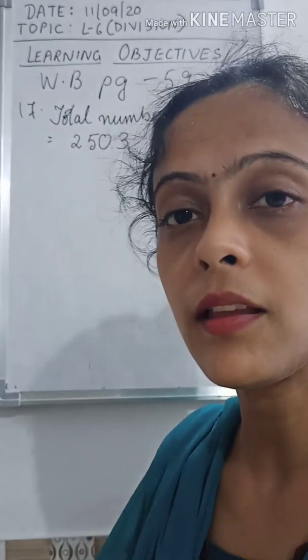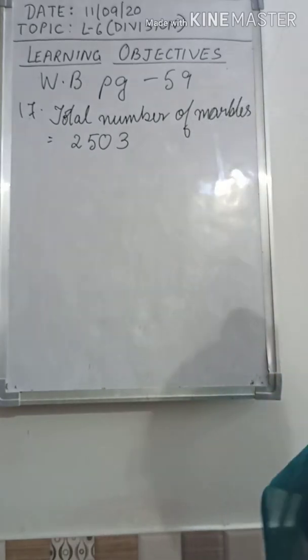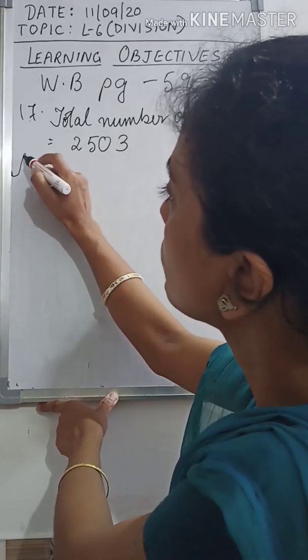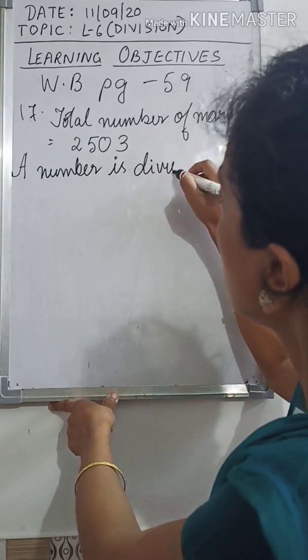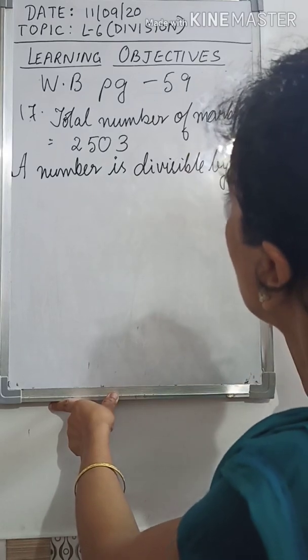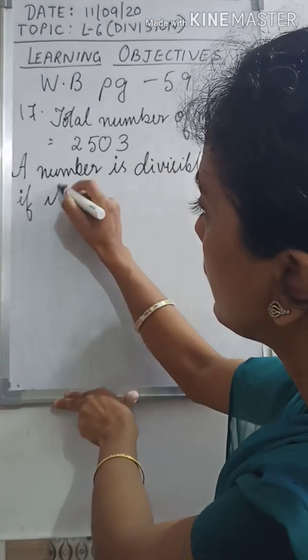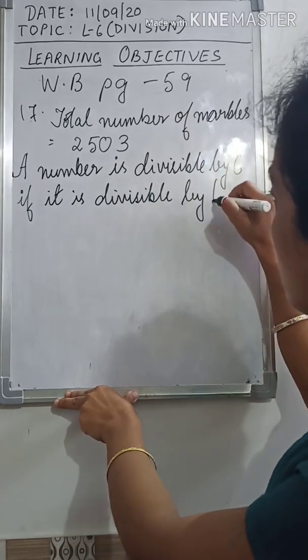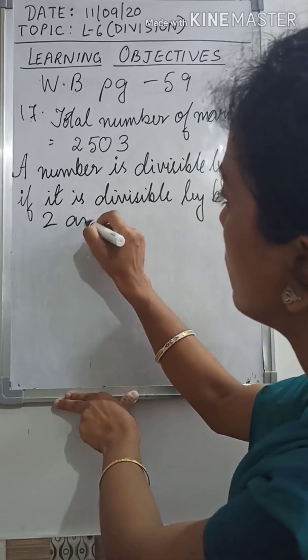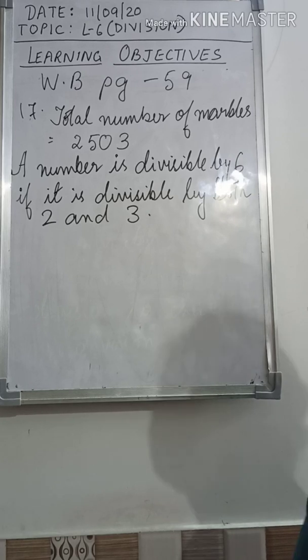So what was the test for 3? We have to add the sum of the digits. So let us add the digits. Okay, and before we add, let us write the statement. Let us check the test for 6. Let's note it down, everyone. A number is divisible by 6 if it is divisible by both 2 and 3.